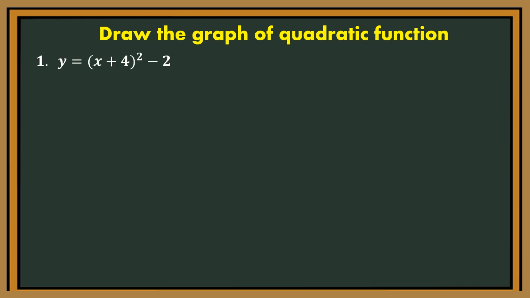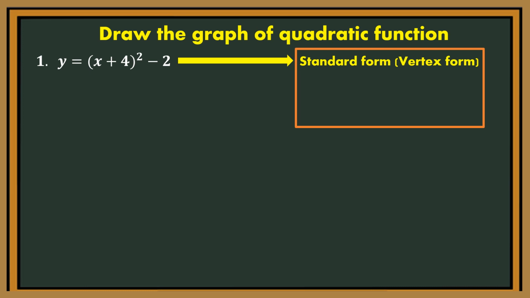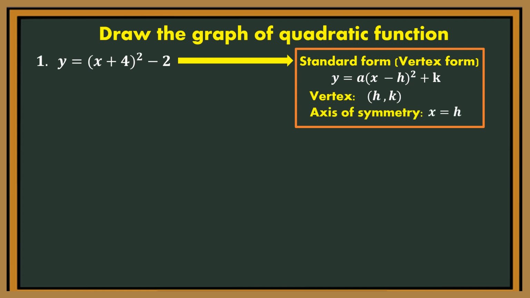y is equal to the quantity of x plus 4 quantity squared minus 2. Ang given, naka-standard form or vertex form. So, kapag naka-vertex form, ang vertex natin, (h, k). Axis of symmetry, x is equal to h. So, let us apply this in the given function. Vertex, (-4, -2).